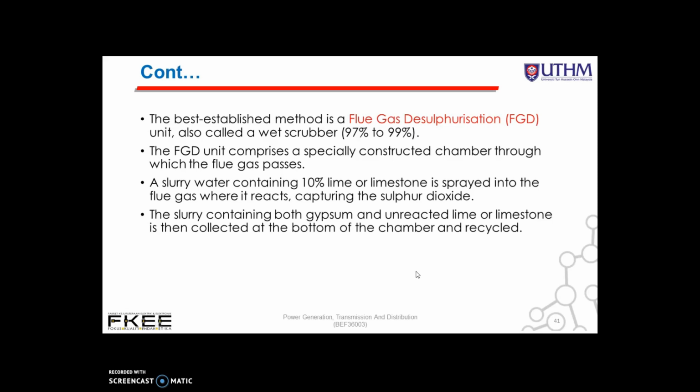Also, we call it a wet scrubber. So the efficiency is around 97% to 99%. The FGD unit comprises a specially constructed chamber through which the flue gas passes. A slurry of water containing 10% lime or limestone is sprayed into the flue gas, where it reacts, capturing the sulfur dioxide. The slurry containing both gypsum and unreacted lime or limestone is then collected at the bottom of the chamber and will be recycled.